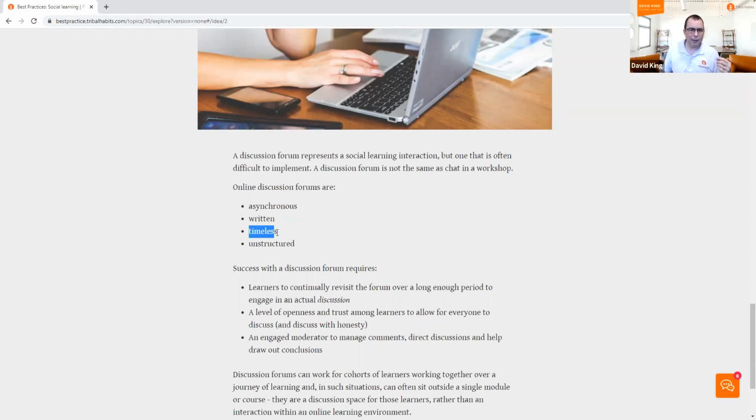It's also timeless. So I could type something into a forum and it's there forever. A learner could come a year later and see that, and it may well be my comments are wildly out of date or no longer relevant, but they're still there. That's an issue in an asynchronous written online forum. They're also unstructured, and that can be a problem. Sometimes good, but sometimes they just devolve.